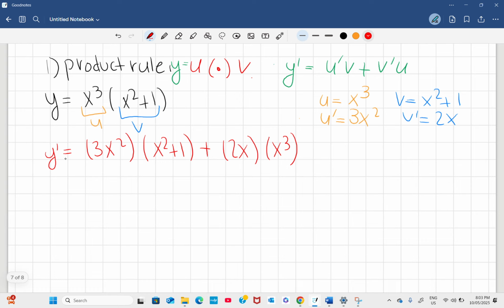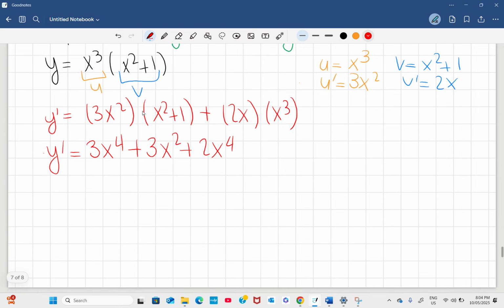So we're gonna take y prime equals 3x squared times x squared, which is gonna be 3x to the power of 4. When you have two powers multiplied by each other, you add the powers. Plus 3x squared times 1 is gonna be 3x squared, plus 2x times x to the power of 3 is gonna give me 2x to the power of 4.